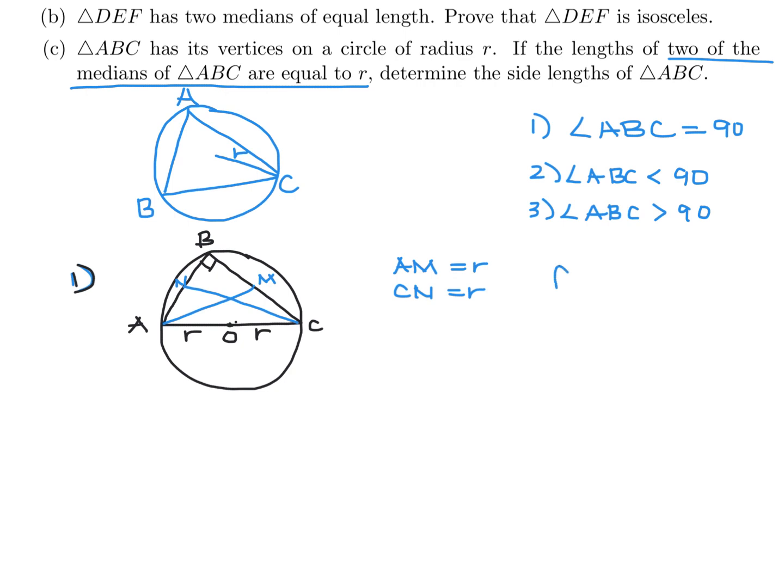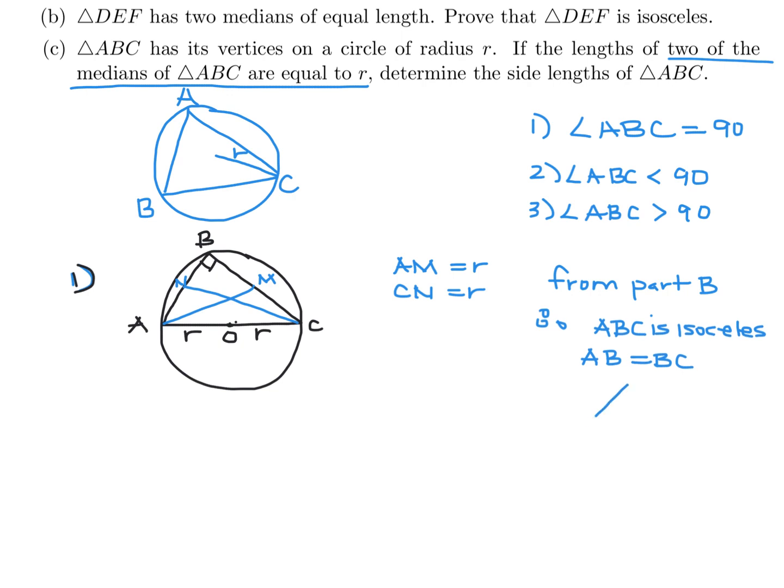Then we just did from part B of this question, which is right up there if you can see it, that if two medians are equal, that means the triangle is isosceles. So that basically means, therefore, that ABC is isosceles. And from the diagram, it looks to me that AB would be equal to BC.